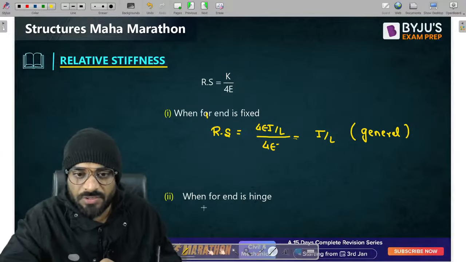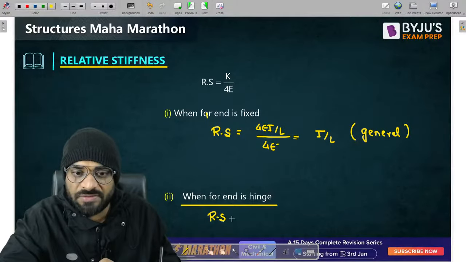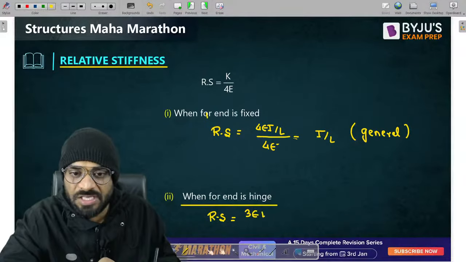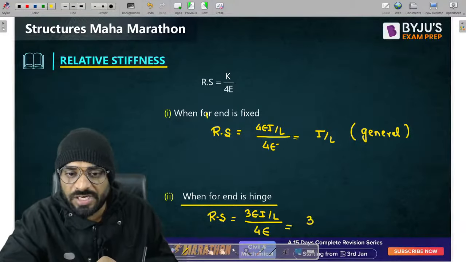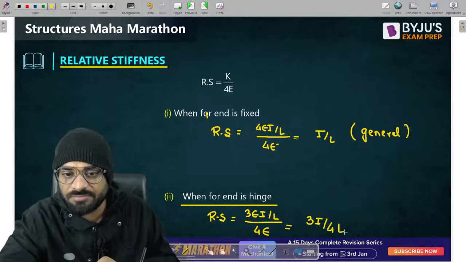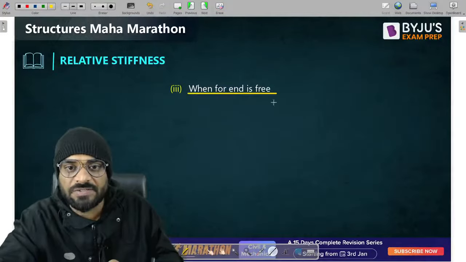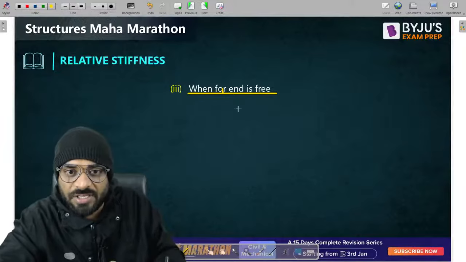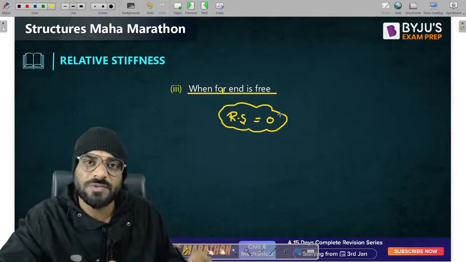Next, when the far end is hinge. So when the far end is hinge, what is the value of relative stiffness? It should be 3EI by L divided by 4E. So if you solve it, you will get 3I by 4L. Getting a point? Next one, when the far end is free. If the far end is free, then the relative stiffness is equal to how much? It should be equal to 0.